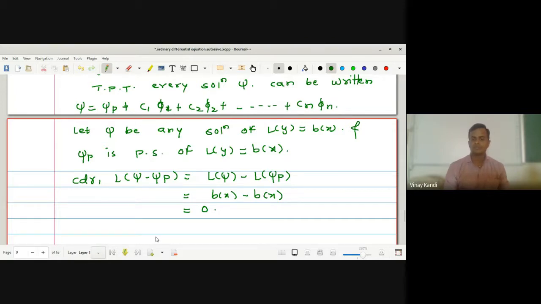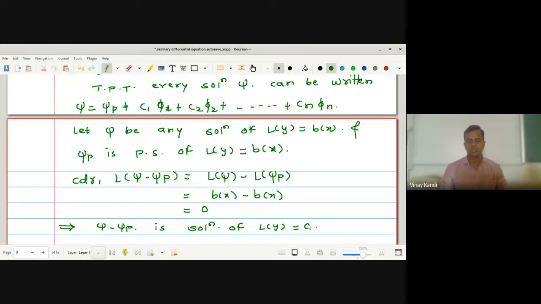Okay. Hence, B of x minus B of x is 0. It implies that psi minus psi p is a solution of L of y is equal to 0.